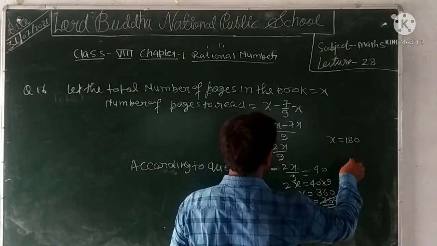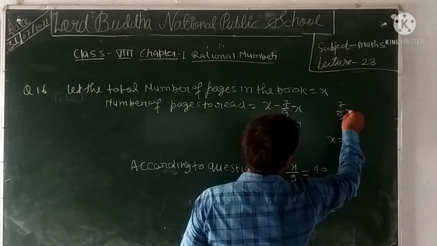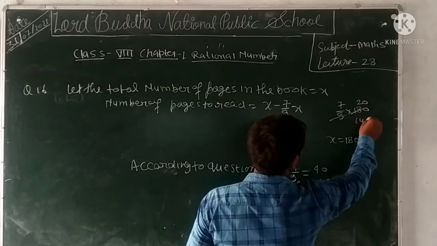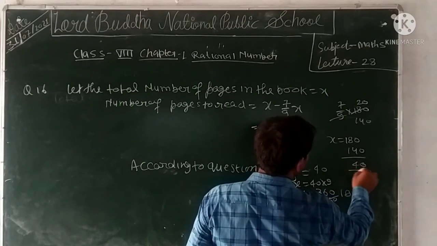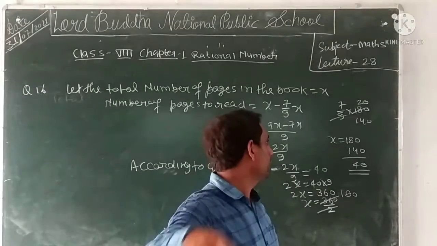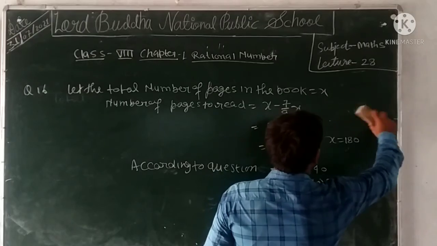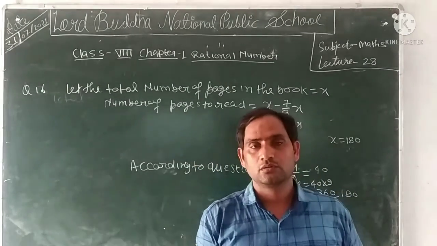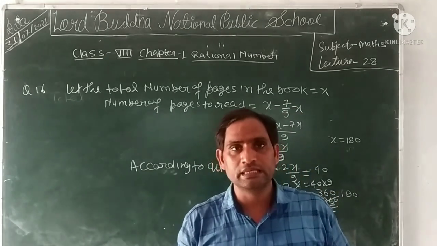When we take 7/9 of this, 7/9 into 180, 9 twos are 18, 7 twenties are 140, and if you subtract 140 from 180, then you will get 40, which is given in our question. Okay. Hence, we found the total number of pages in the book. The other questions we will discuss in the next video. Thank you.